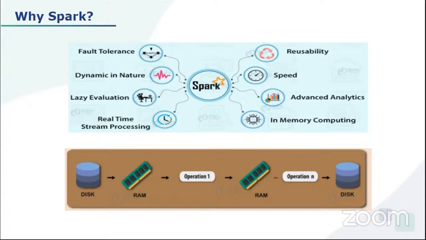If you go to the Git repository, there are various codes available that you can reuse. There is speed, which I already mentioned: due to in-memory computing, it is faster. For advanced analytics, you can do machine learning in Spark as well. There is a library available for that, and you can analyze your data in real time as well. There is a concept of Spark Streaming that allows that.